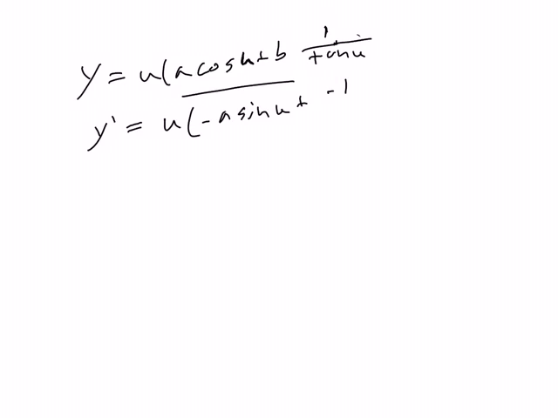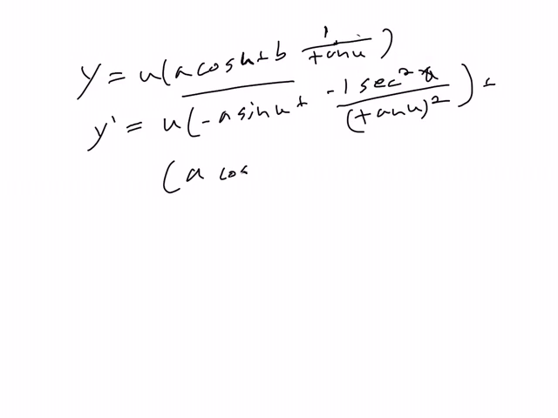So this is going to be negative secant squared of u over tangent u squared, plus, and now you just write this part, a cosine u plus b cotangent u, times the derivative of u, which is 1. So that is the derivative for that.